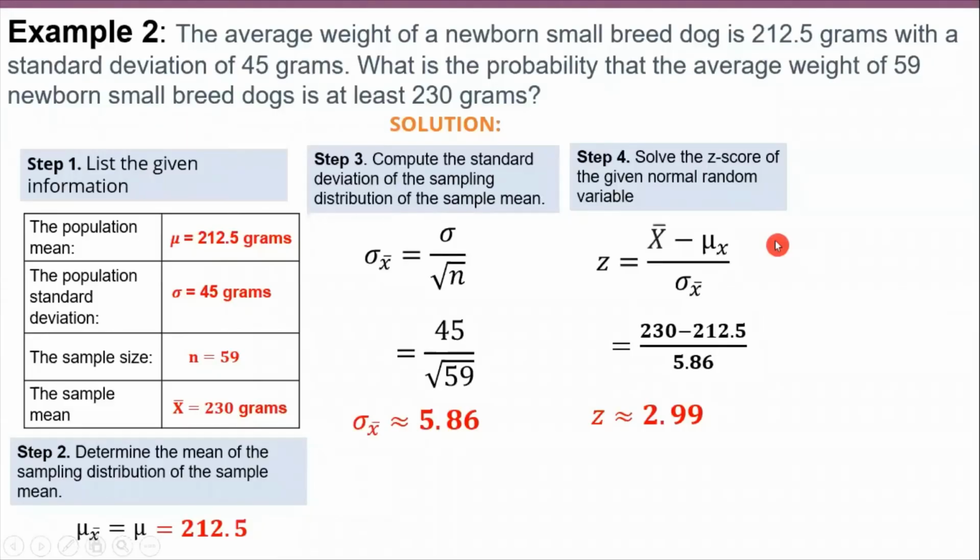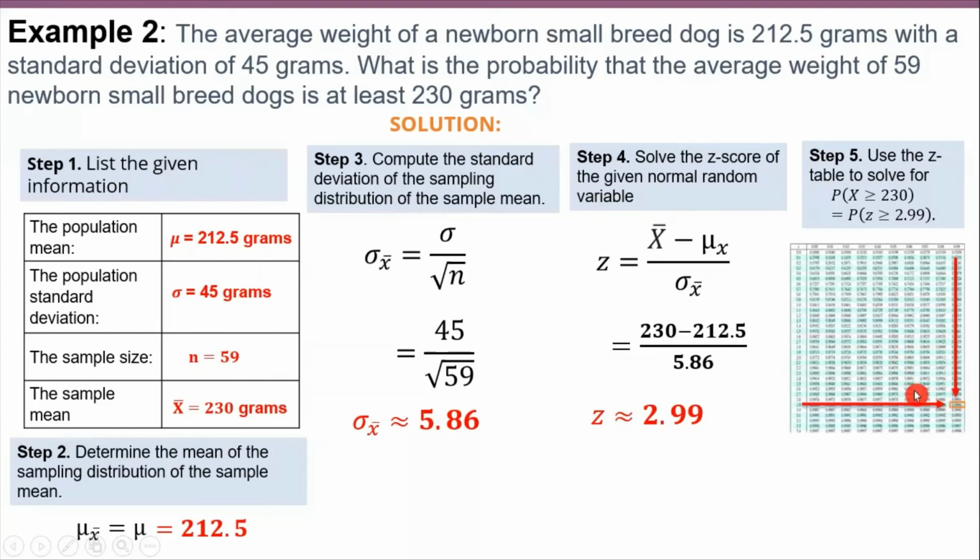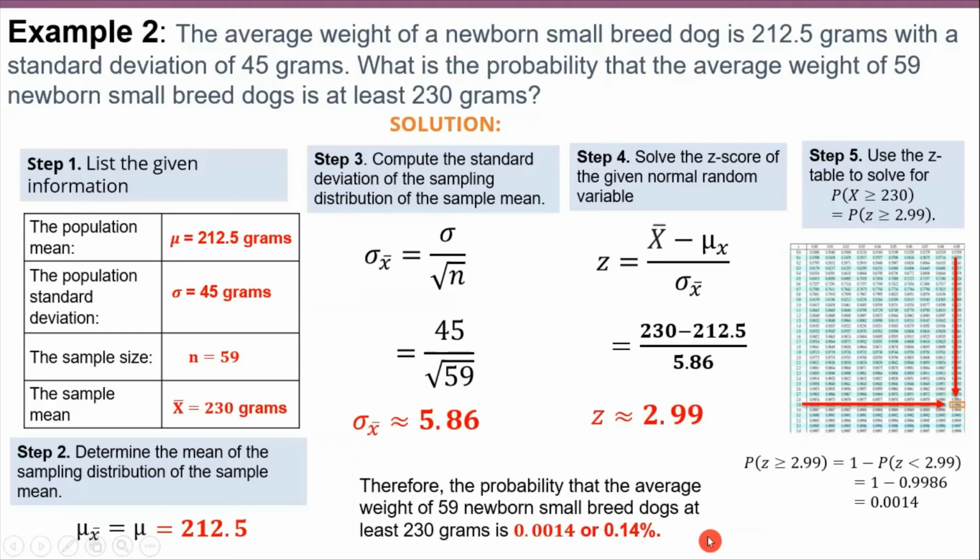And for our last step, in order for us to get the probability at least 230 grams, we need to use our z-table. So we have here at least. So when we say at least, that is greater than or equal to. So that is why I am using this symbol. So in our z-table, the probability less than 2.99 is 0.9986. But since we are looking for the area above or greater than 2.99, we have to subtract it from 1. Why is it 1? Because we know that the total area under the curve is 1. So this is why we have 0.0014. Therefore, the probability that the average weight of 59 newborn small breed dogs is at least 230 grams is 0.0014 or 0.14%.